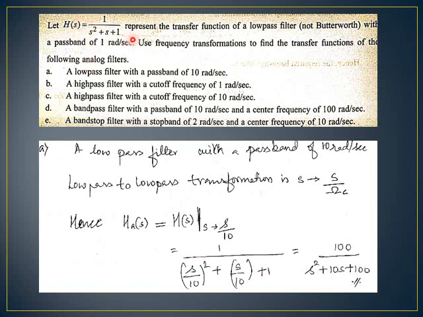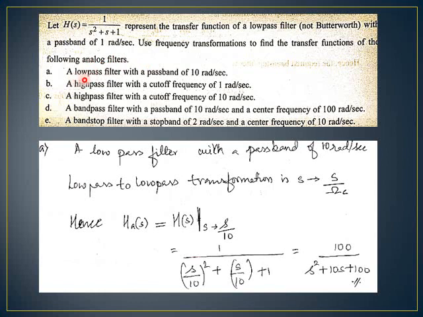So we have a transfer function H(s) equal to 1 divided by s square plus s plus 1, which is representing the low pass filter, and it has a pass band of 1 radian per second. Now using the frequency transformation, we need to find the transfer function of the following analog filters.